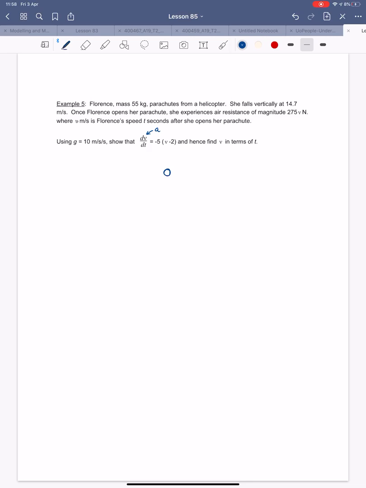Okay, so this one's a little bit different. So she's 55 kilograms, so it's 55g downwards, 55 times 10, it's 550 newtons. She falls vertically at 14.7 metres per second. So that means the velocity is 14.7 metres per second. Once she opens the parachute, she experiences air resistance of magnitude 275 V. So it's 275 V upwards. Okay. And that's it, isn't it?